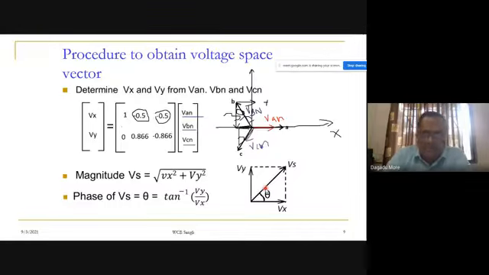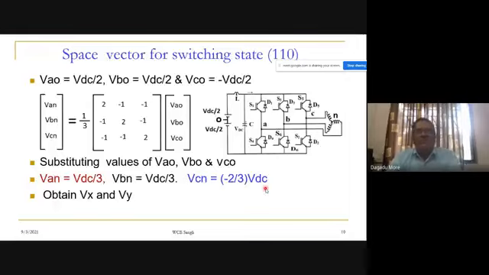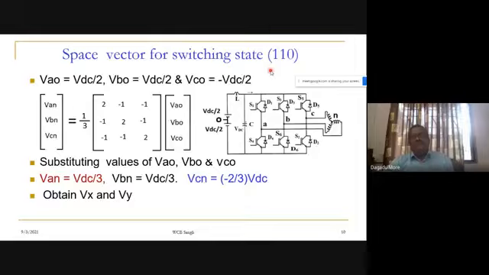You take one switching state. Let us go for this. Here, can you see which switching state we have given? Is it visible? 1, 1, 0. This is our switching state.